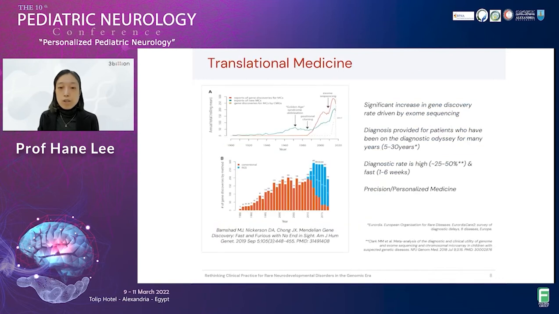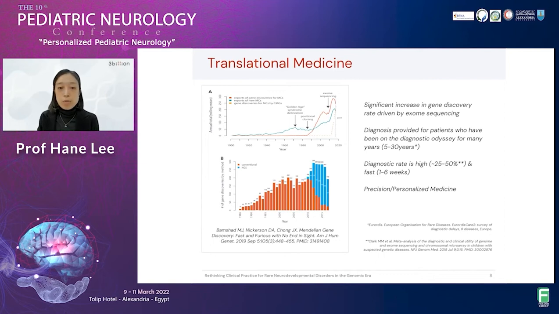However, cost reduction is not the only reason genomic sequencing has become so popular. Here are some of the additional key reasons. First, as you can see in these graphs, the novel gene discovery rate has significantly increased as exome sequencing was introduced, impacting both the research and clinical communities.